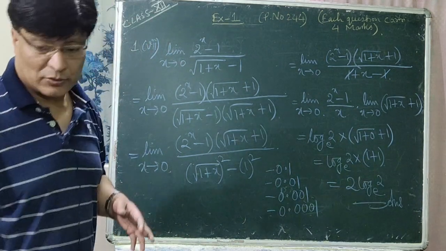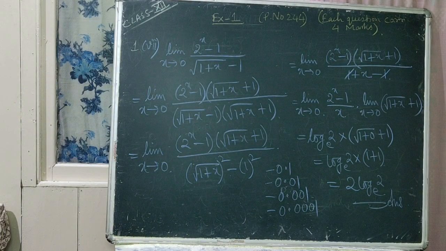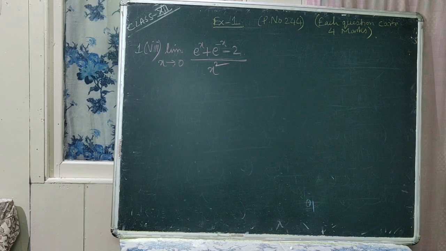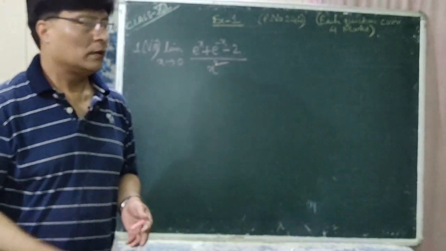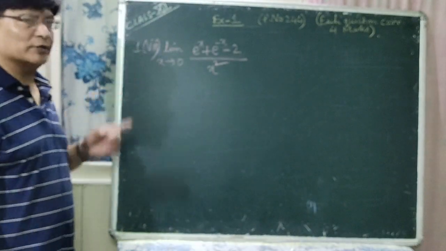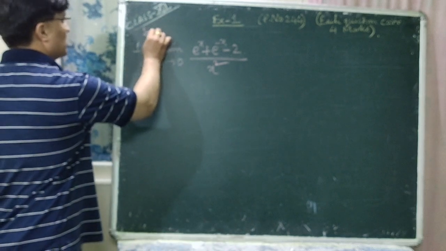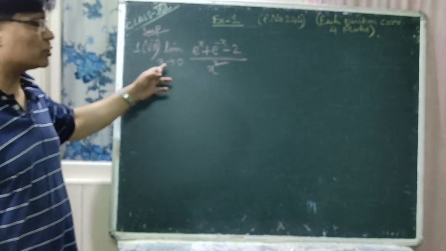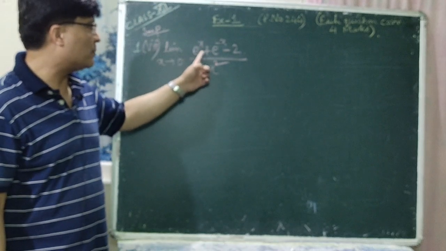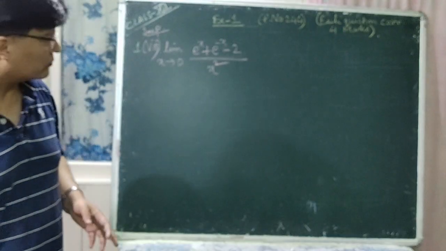So we'll do the next question now. So now we are doing this question, that is, you have to evaluate this limit. So this is important question, right? So number 8, that is limit x tends to 0, e to the power x plus e to the power minus x minus 2 whole divided by x square.